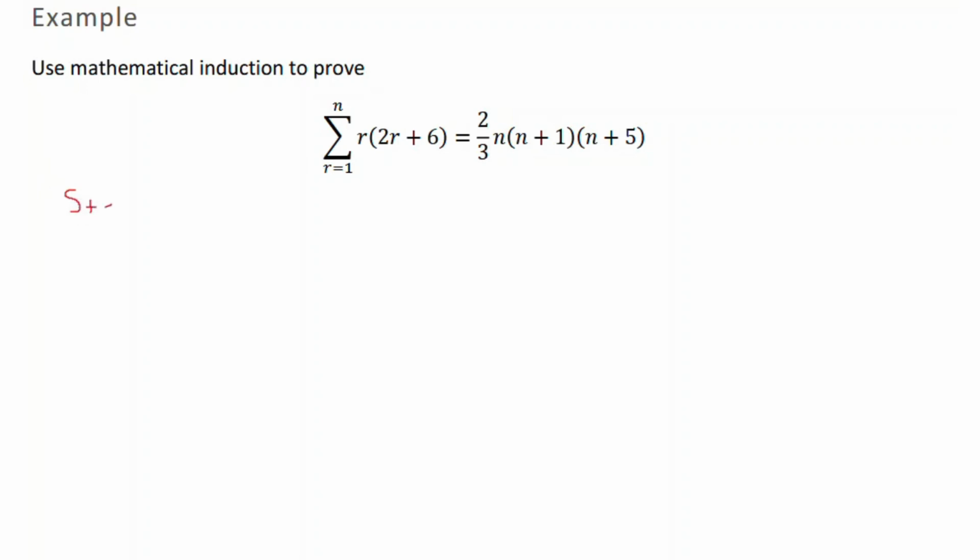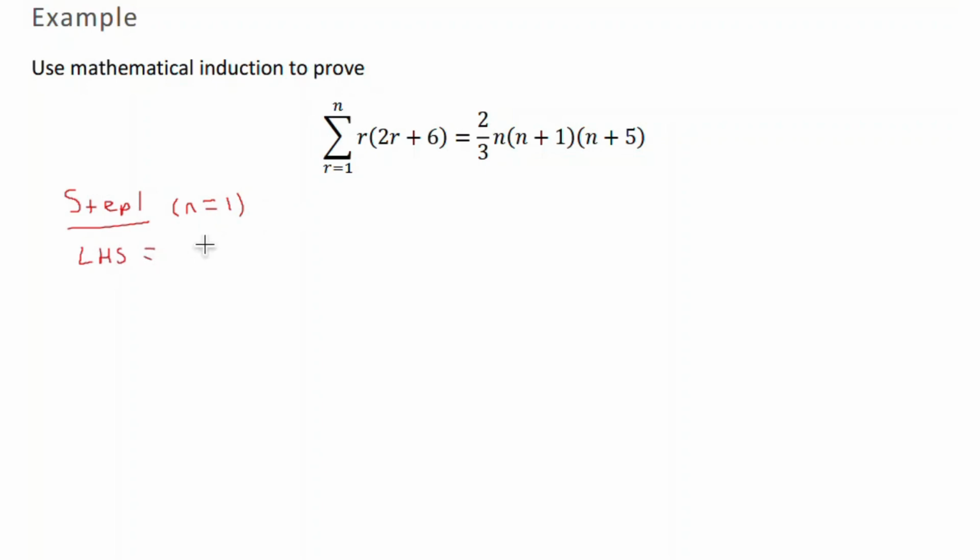Now, proof by induction always follows the same 4 steps, no matter what we're trying to prove. So we start with the base case, step 1, and in this case, the smallest value that n can take is 1. Because r is starting at 1 and going up to n, the smallest n can be is 1. So that's what we're going to start with.